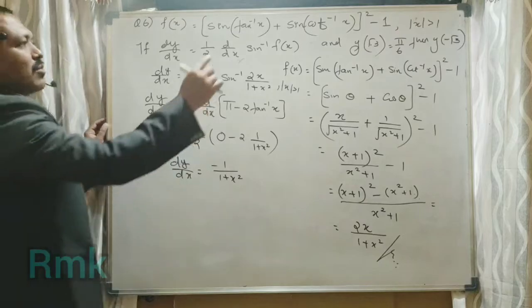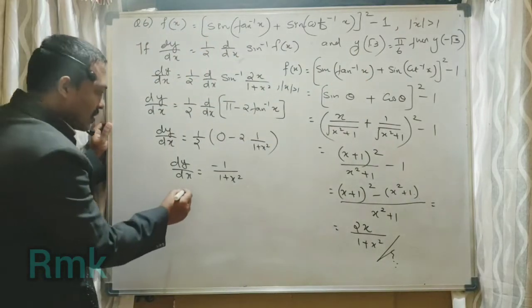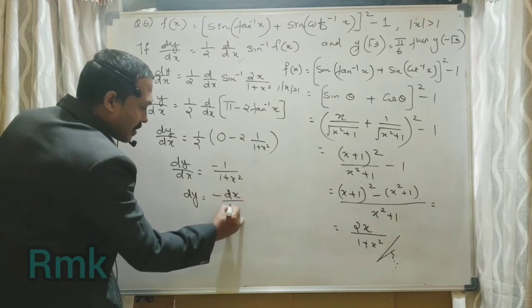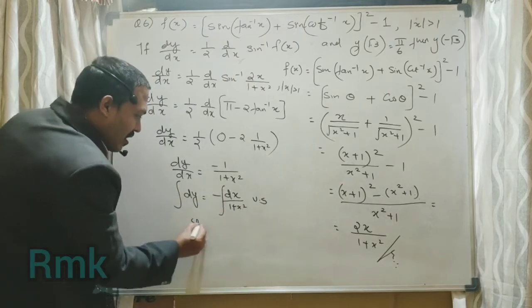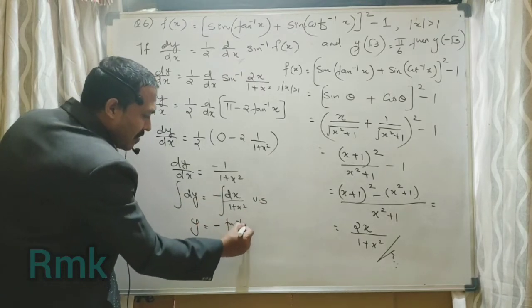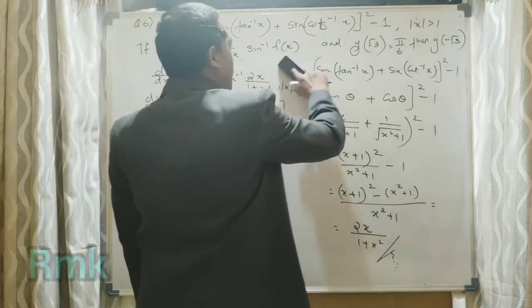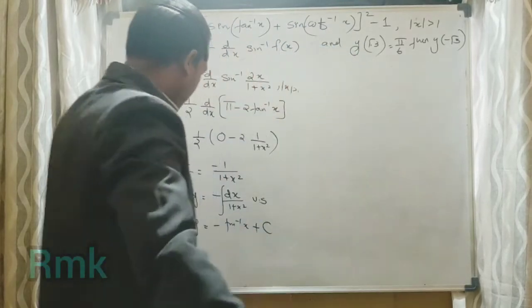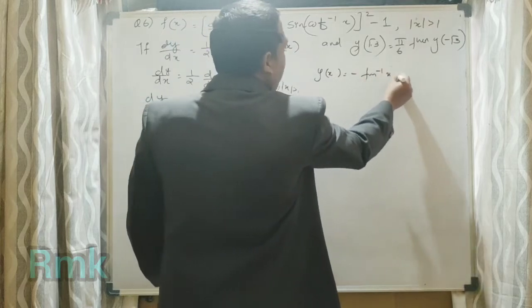Using the differential equation, find y. dy is equal to minus dx by 1 plus x square, variable separable. Using integration, y is equal to minus tan inverse x plus c. So y of x is minus tan inverse x plus c.